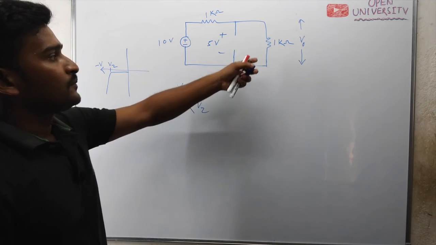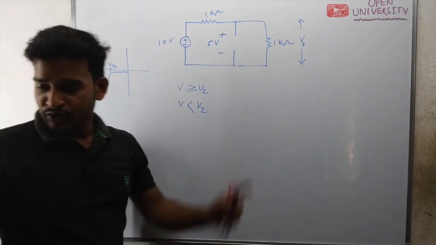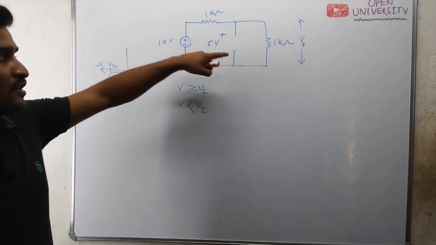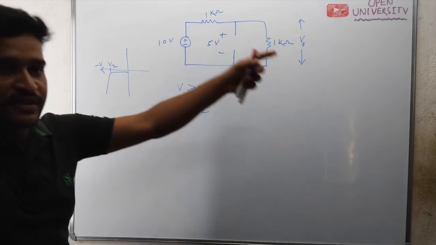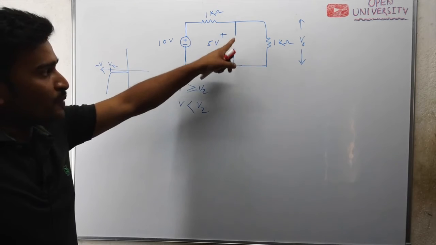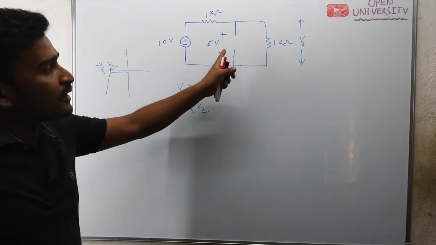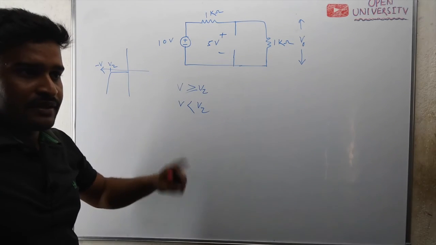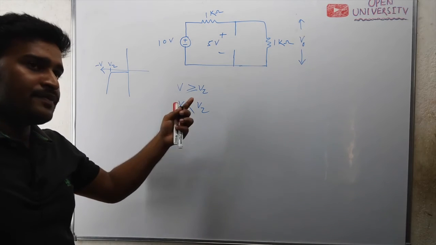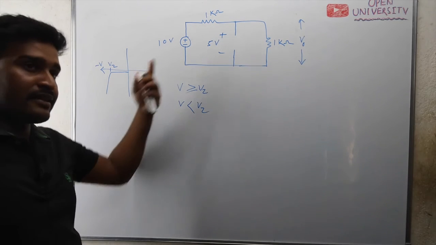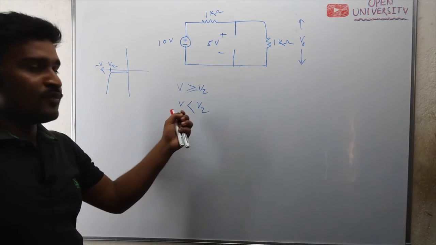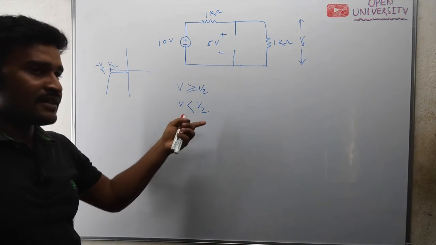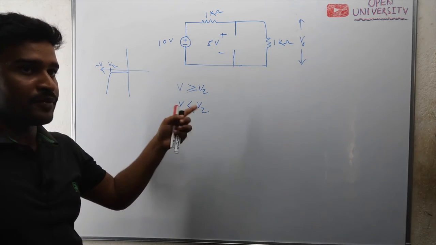Now, you need to check this way. First open circuit the Zener diode to check whether it is in breakdown or not. Then calculate the voltage across the Zener diode. If the voltage across the Zener diode is greater than or equal to Vz, then your Zener diode will be in breakdown. If the voltage across the Zener diode is less than Vz, then the Zener diode will be in cutoff region.